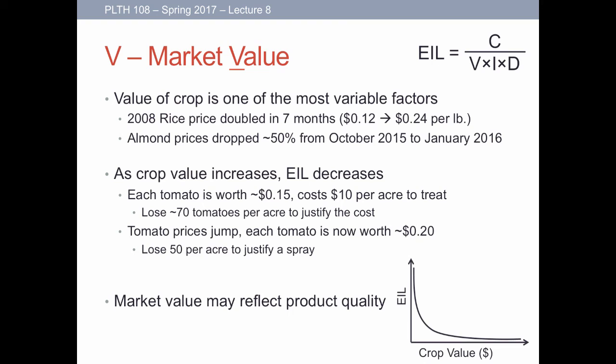One thing to keep in mind, though, is that the market value may be reflective of the product quality as well. So in certain crops where you can get downgraded at the packing house, such as citrus, there's the fresh fruit market, which is very valuable, and you've got the juice market, which is substantially marked down. Sometimes economic injury levels can be substantially lower in that fresh market because they don't want to run the chance of getting downgraded to the juicing market, where they're going to lose a whole bunch of money. So you might be dealing with two very similar oranges, but because of the path they're destined to go down, they're going to have very different economic injury levels.